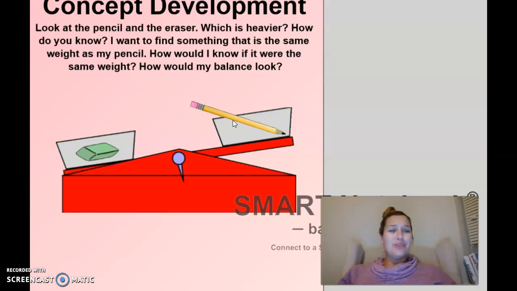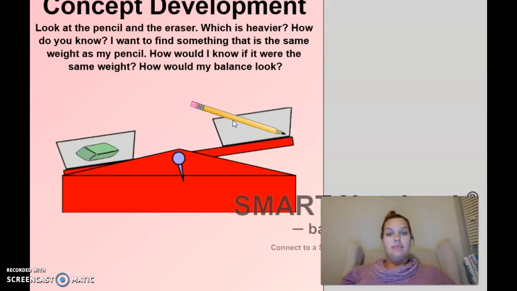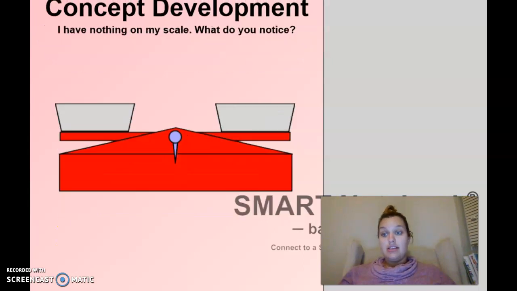But I'm really in a struggle here and I need some help. I really want to find something that's the same weight as my pencil, or equal to the weight of my pencil. How would my balance look if the objects were equal in weight? Would it look like this or this? It would look like this. It would be balanced just like this. I know there's nothing in here, but if there's equal weights, the scale would look just like that because it would be in balance.